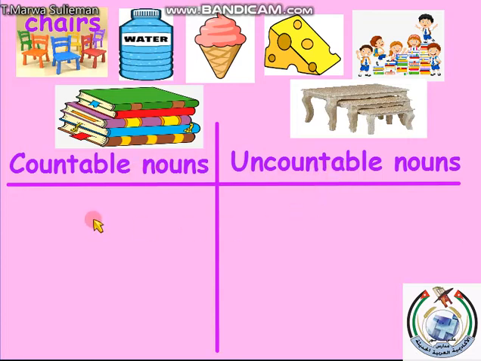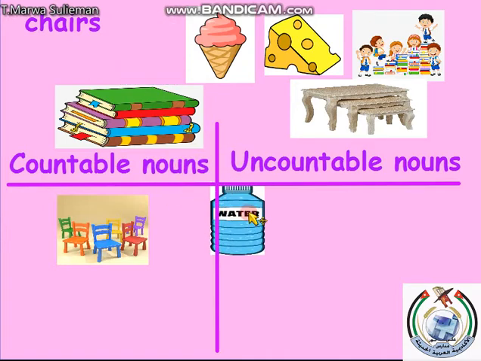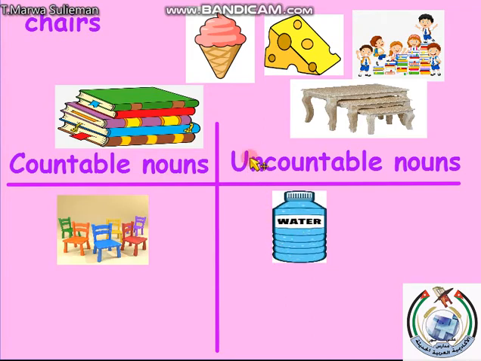Let's answer the questions together. Look at the first picture. Here we have chairs. 1, 2, 3, 4, 5, 6 chairs. Is chairs a countable noun or an uncountable noun? Excellent. Chairs is a countable noun. What about water? Can you count the water? No. So water is an uncountable noun.